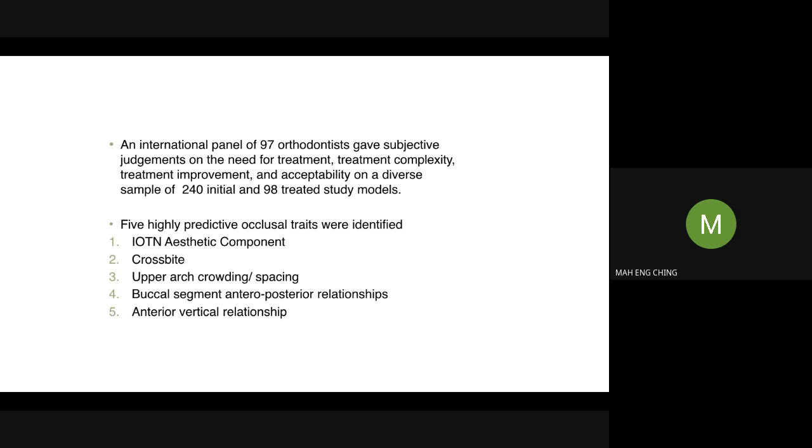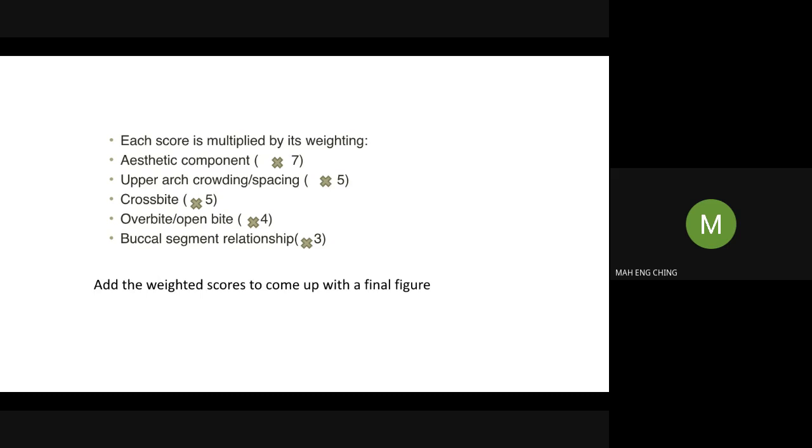Five highly predictive occlusal traits were identified, which are the IOTN aesthetic component, crossbite, upper arch crowding and spacing, buccal segment anterior and posterior relationship, and anterior vertical relationship, open bite, deep bite, and all that. Then they come up with a score, but each score carries a different weighting. The aesthetic component you have to times 7. Upper arch crowding or spacing, times 5. Crossbite times 5, overbite or open bite times 4, buccal segment relationship times 3.